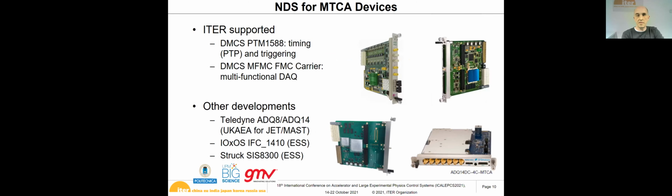The second set of device drivers that we developed is for the MicroTCA form factor. These are the two form factors that we suggest for ITER diagnostics. And there we selected a similar set of boards. One is the timing and trigger generation board. The other one is a multifunctional data acquisition board, this time also based on an FPGA. And for outside ITER developments, in addition to the Teledyne board that I mentioned, the ESS has developed drivers for two boards. One is one of their IOxOS boards, and the other one is a stroke digitizer board.